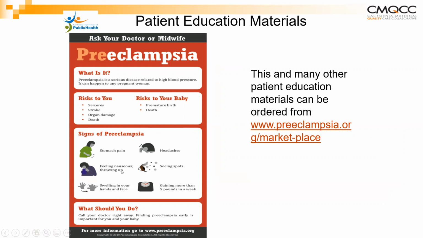Headache that doesn't go away. Nausea, vomiting, can't stop. Seeing spots or having visual disturbances. Swelling in your hands or face. Gaining more than 5 pounds in a week, usually associated with edema, and extreme pain from anywhere.